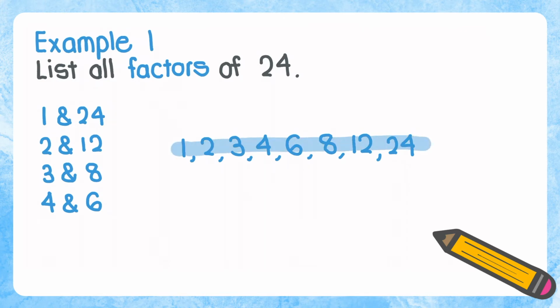So the most simple way to find all factors of a number is to start from 1 and ask, is 24 or whatever number divisible by 1? Is it divisible by 2, 3, 4? Oh, but not 5, and going like that in order.